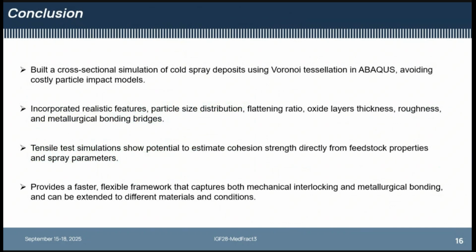So to sum up, we built a cross-sectional simulation of a cold spray deposit using Voronoi tessellation in Abaqus to avoid costly particle impact models, incorporating realistic features: particle size distribution, flattening ratio, oxide layer thickness, roughness, and metallurgical bonding bridges. The tensile test simulation showed potential to estimate cohesion strength directly from feedstock properties and spray parameters. It provides a faster, more flexible framework that captures both mechanical interlocking and metallurgical bonding, and can be extended to different materials and conditions.